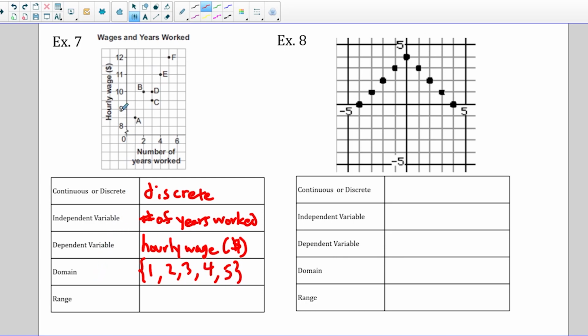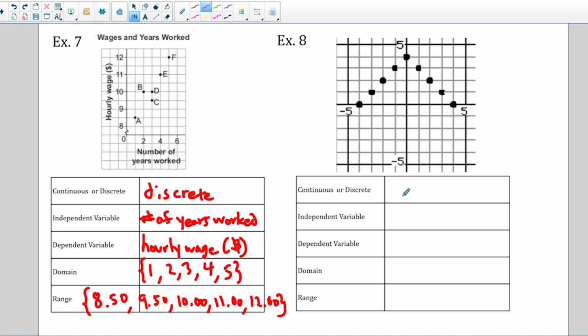For your range, we're going to be looking at the hourly wage. So we can see here we have something at $8.50, something at $9.50, $10, $11, and $12. So I'll start here to give myself a little bit of room. So we have the set of $8.50, $9.50, $10, $11, and $12. And that is my range.